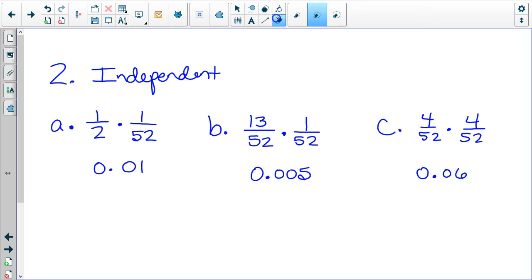0.00 or 0.06, I'm sorry. 2 zeros, thank you. 0.006, you second it. Thank you.